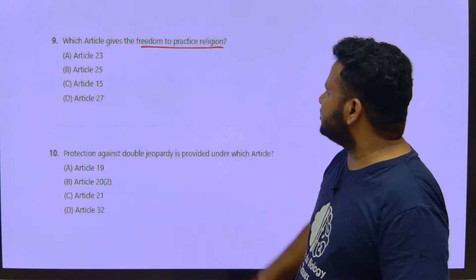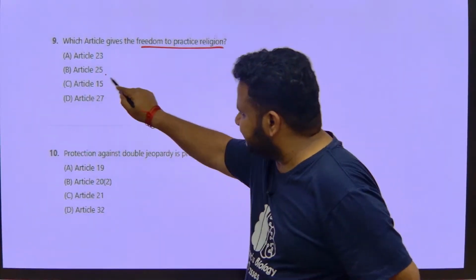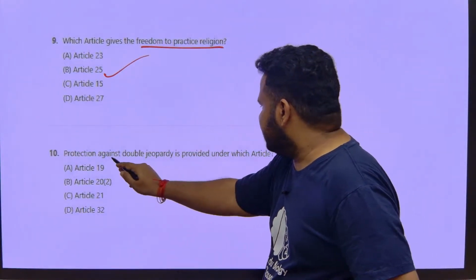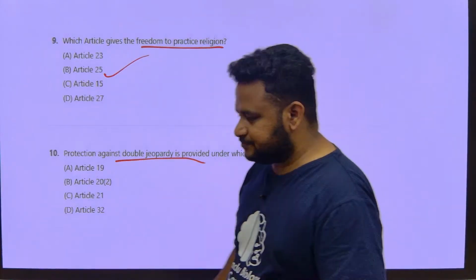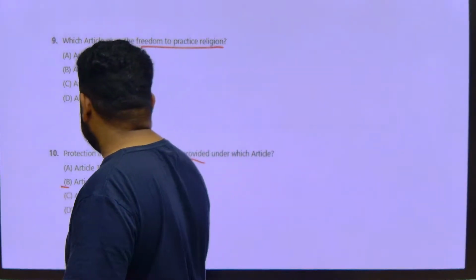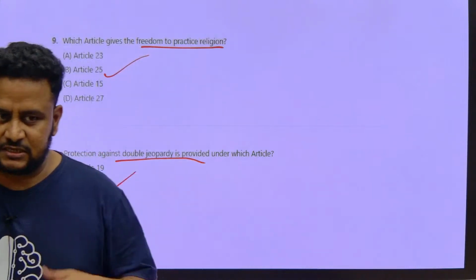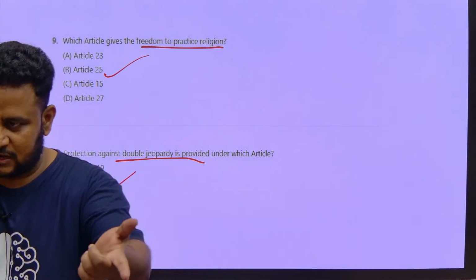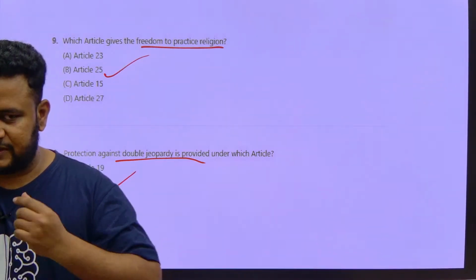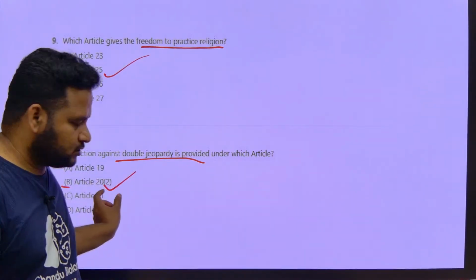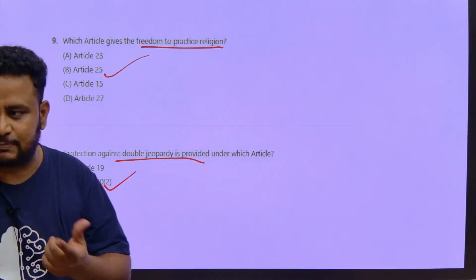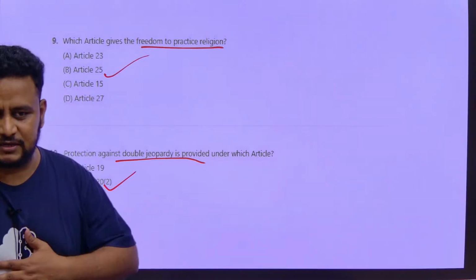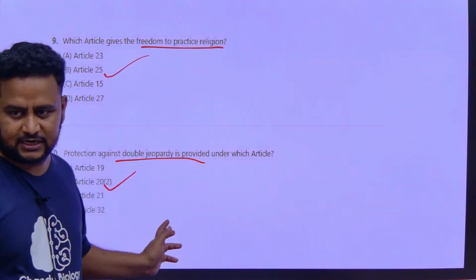Freedom to practice religion? Article 25. Freedom to practice any religion is 25. Next, against double jeopardy, that means Article 20. Article 20 clause 1 is no ex post facto legislation. That means I should be treated as per this law, not an upcoming law. Clause 2 is no double jeopardy. Clause 3 is no self incrimination. Got it?